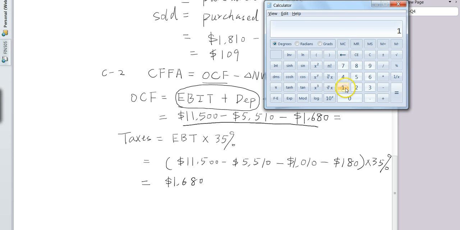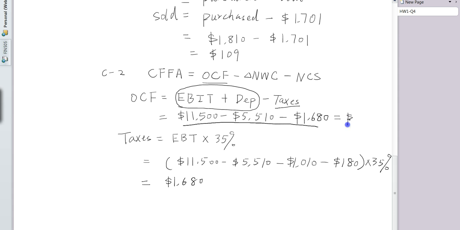Hence my operating cash flow, just plugging all these three numbers into my calculator, we can figure that out. So that's gonna be 11,500, oh, one more zero again, minus 5,510, and then minus 1,680 equals. So that gives you 4,310.